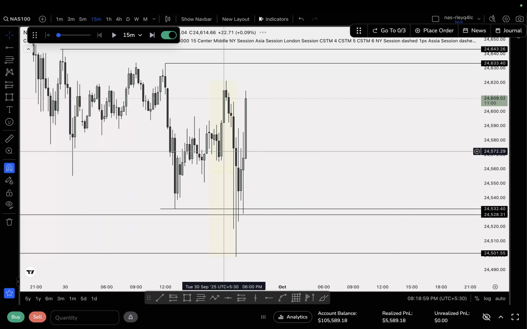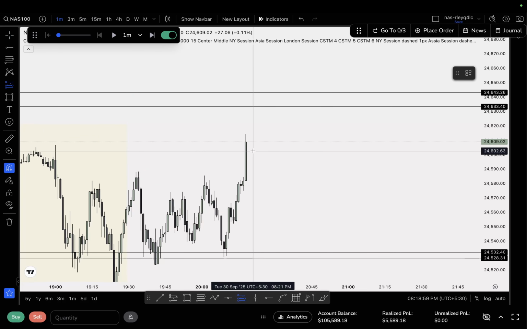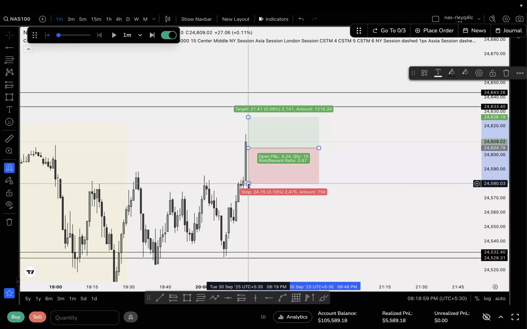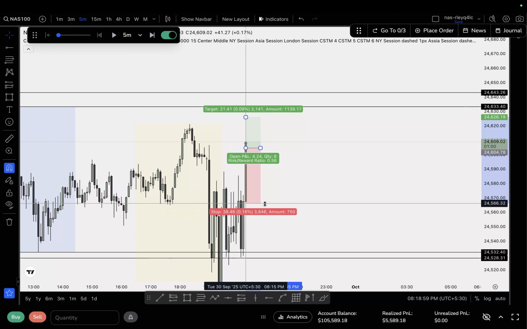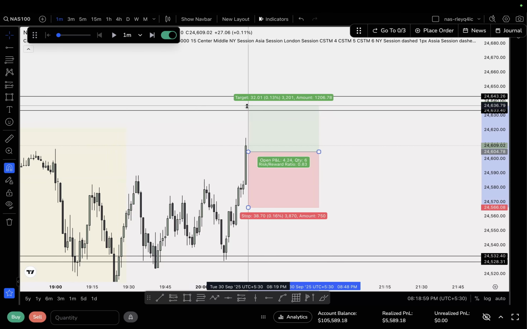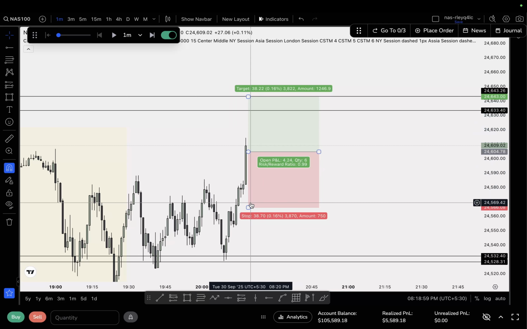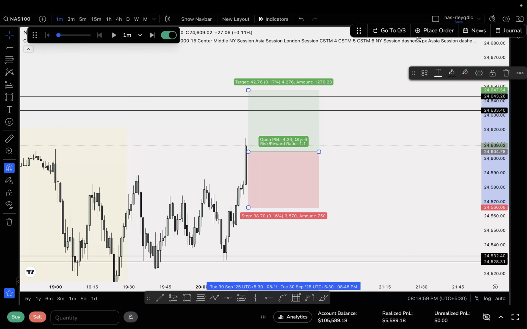That is something that I wanted to see. I'm going to enter here. Stops: 15, 5. I can keep the stop below this 5 minute low and target these highs right here. It's going to give a 1 to 1. Place order.